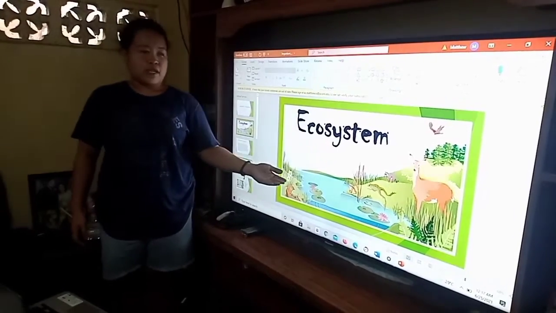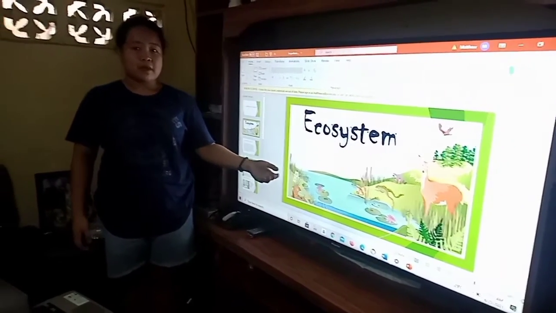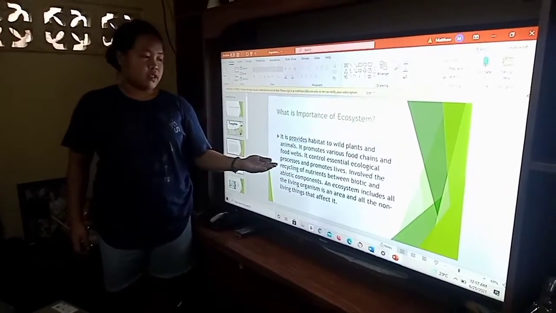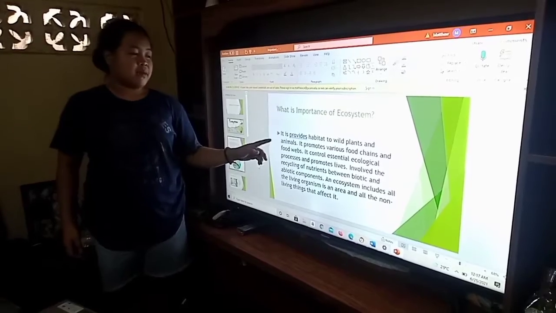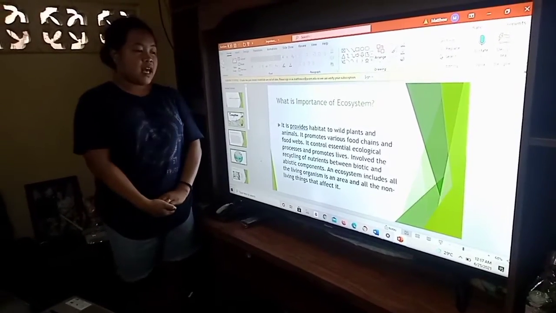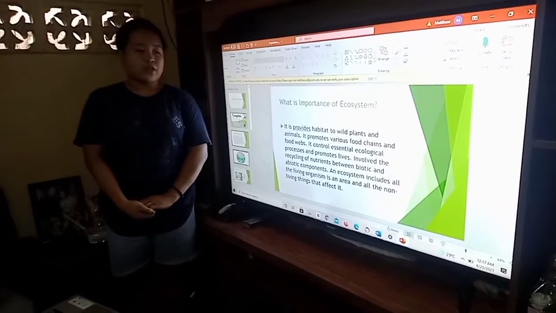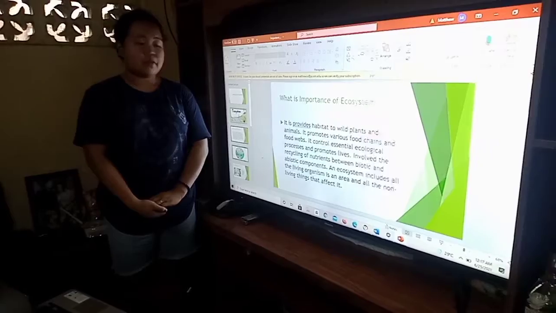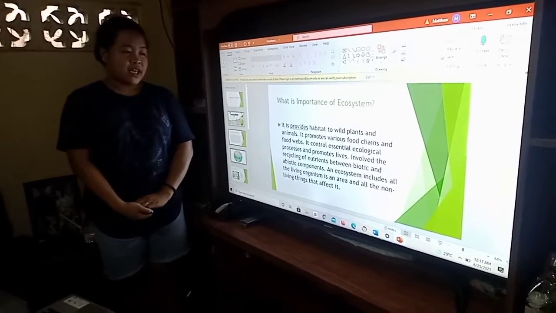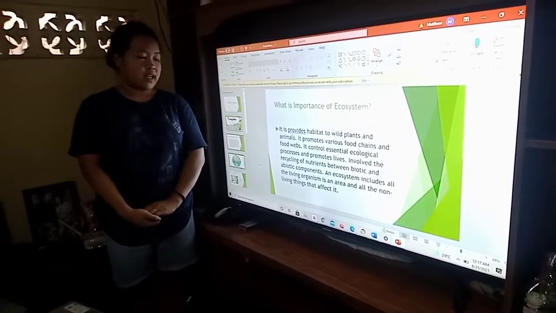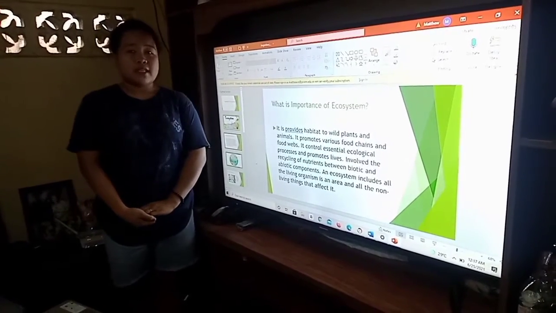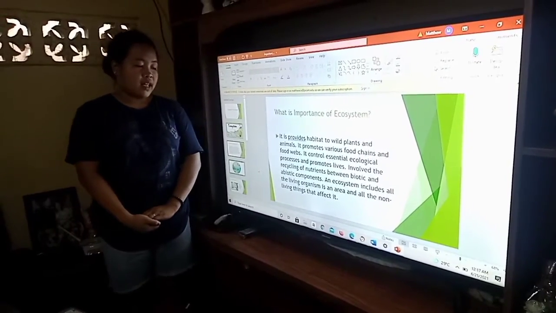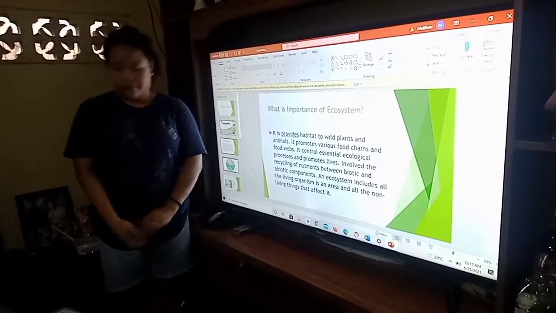And we have a picture of ecosystem. This is the picture. So, what is the importance of ecosystem? It provides habitat to wild plants and animals. It promotes various food chains and food webs. It controls essential ecological processes and promotes life. It involves the recycling of nutrients between biotic and abiotic components. An ecosystem includes all the living organisms in an area and all the non-living things that affect it.